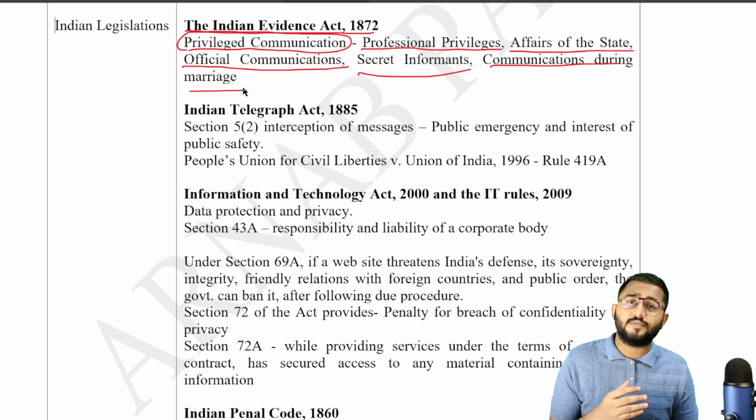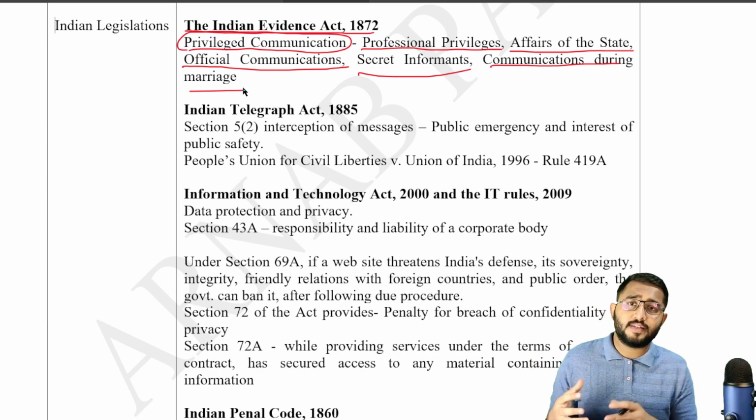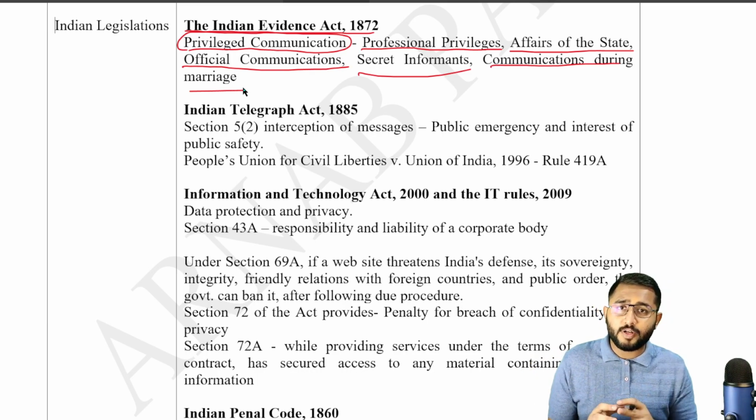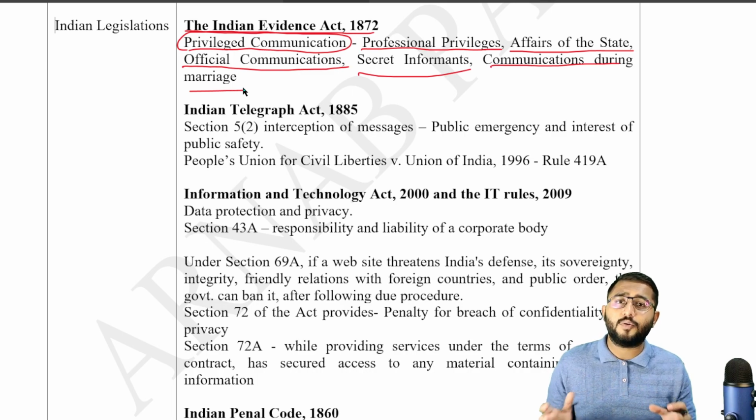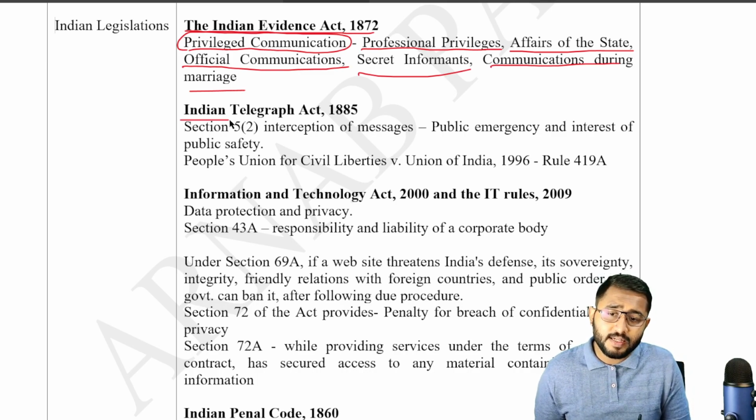So that is the reason why, because the court and the Evidence Act in this sense was a very wholesome act. It looked into these privileges, it looked into these privacies that are required in terms of communication, and hence laid down what is known as privileged communication. Moving forward, we have the Indian Telegraph Act.